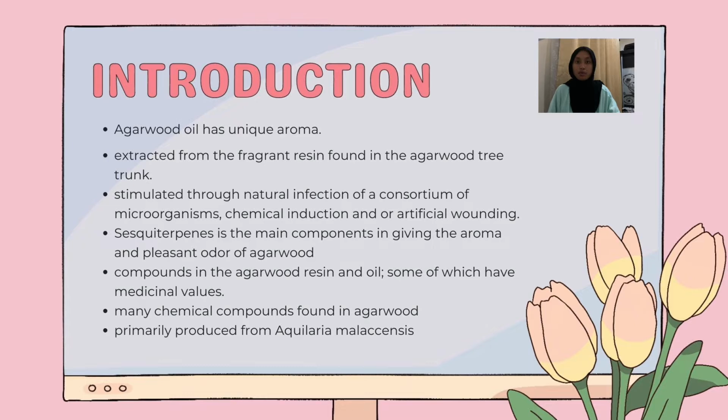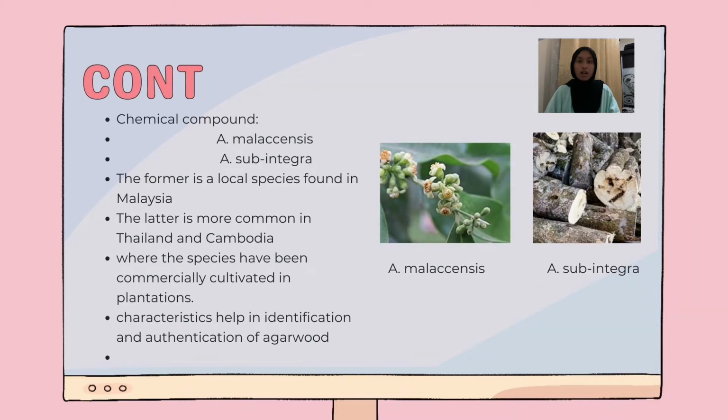Agarwood is primarily produced from Aquilaria malaccensis. Other members of the genus that are usually harvested are A. crassna, A. subintegra, A. agallocha, and A. sinensis. In this analysis, the chemical compounds of the agarwood oil from A. malaccensis and A. subintegra were studied.